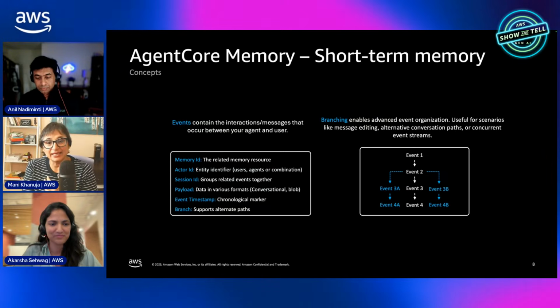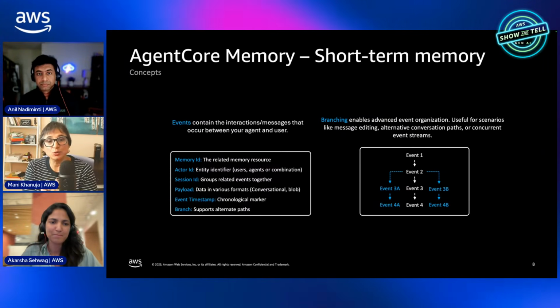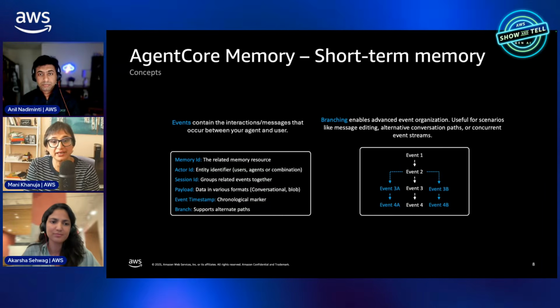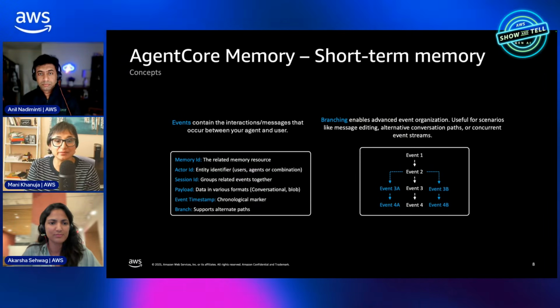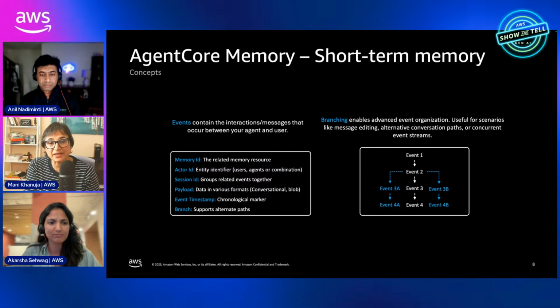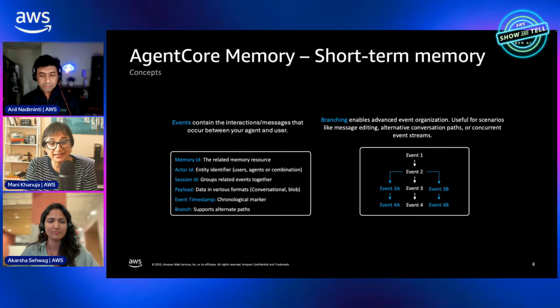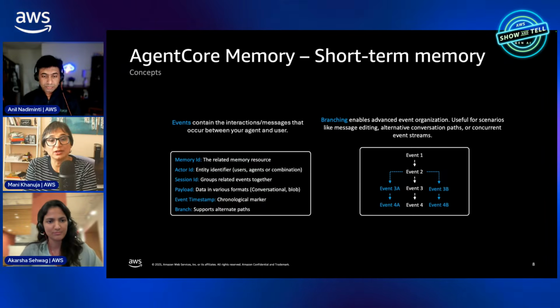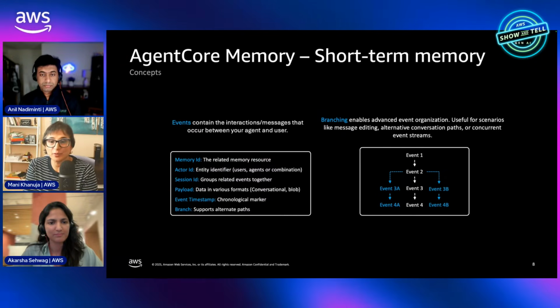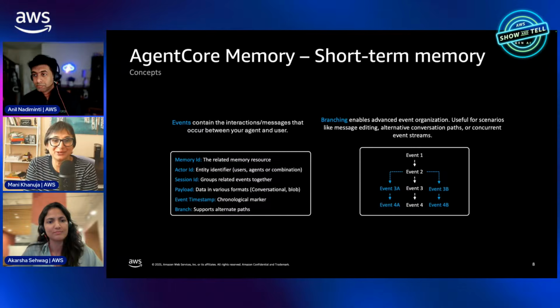Then the actor ID is the identifier of who these messages belong to. It can be a user ID, an agent ID, or a combination of both. In some cases, I've even seen people using a project ID in combination with the user ID. So it really depends on your use case and how you design it. We are providing you with all the constructs to help you design your application effectively. And the session ID is very simple: it groups related events together. And again, you have the flexibility to define your session.